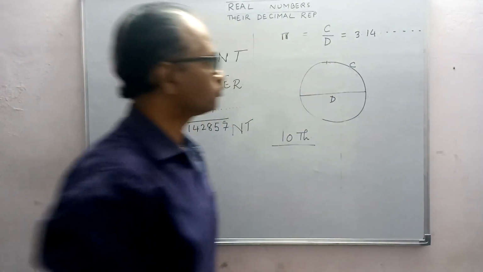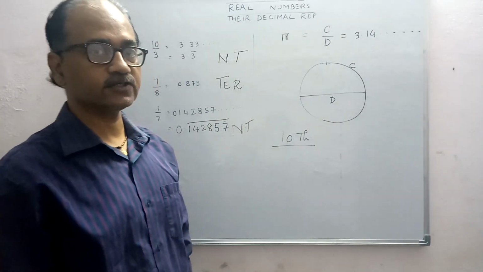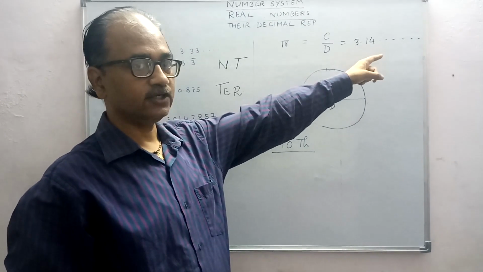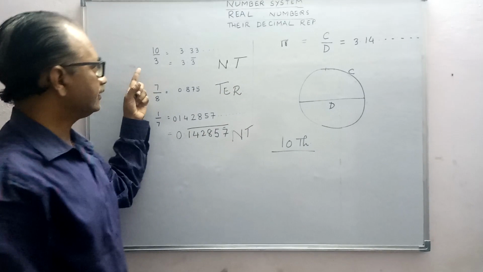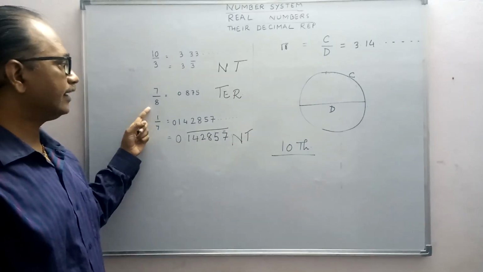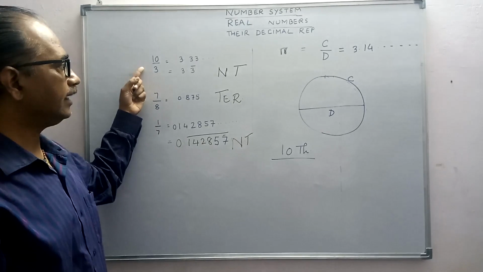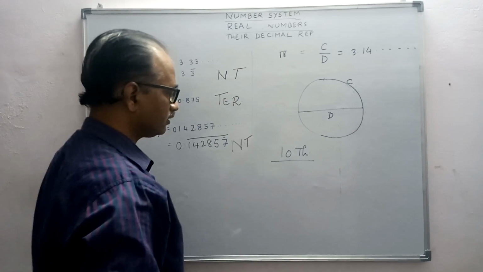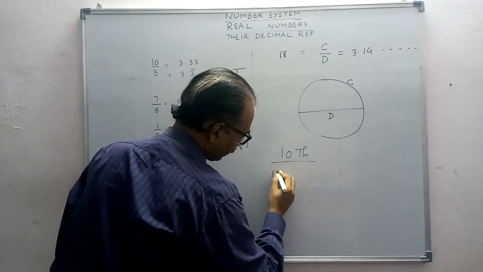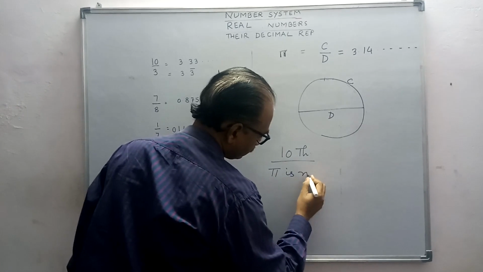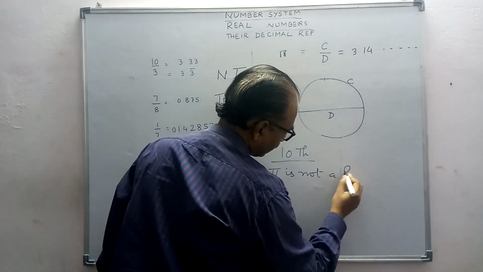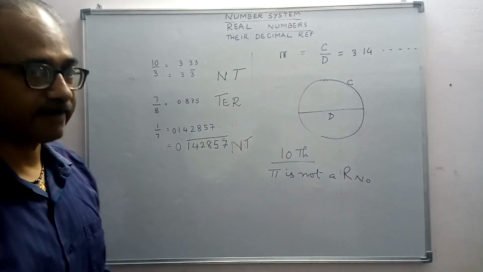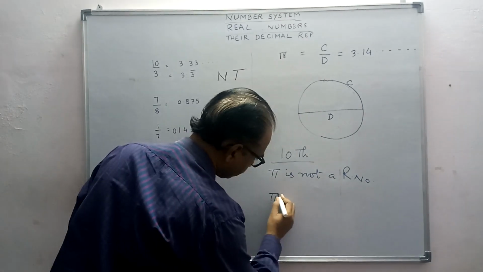When it was done by supercomputers up to 10,000 decimal places, the value was neither coming to an end, nor was anything repeated. This means it is neither a terminating decimal representation nor a repeating non-terminating decimal representation. So both ways it doesn't fall. This means pi is not a rational number. Therefore, what is pi? Pi is considered an irrational number. Pi is irrational.